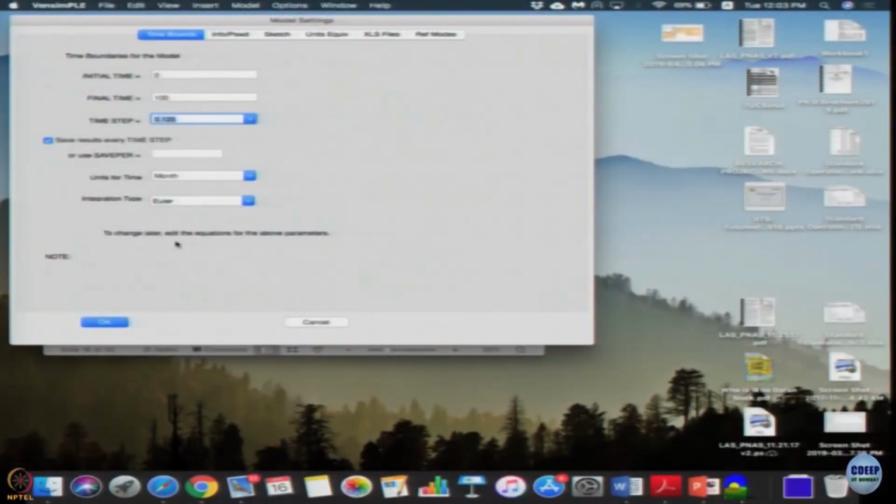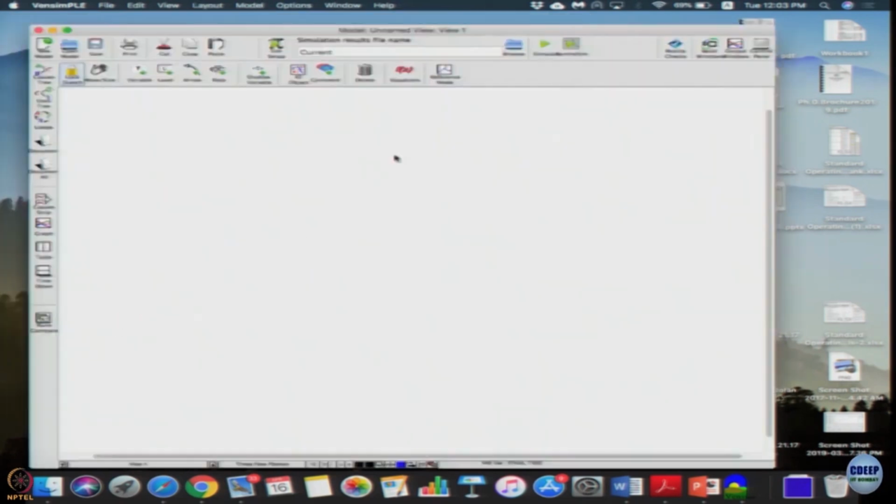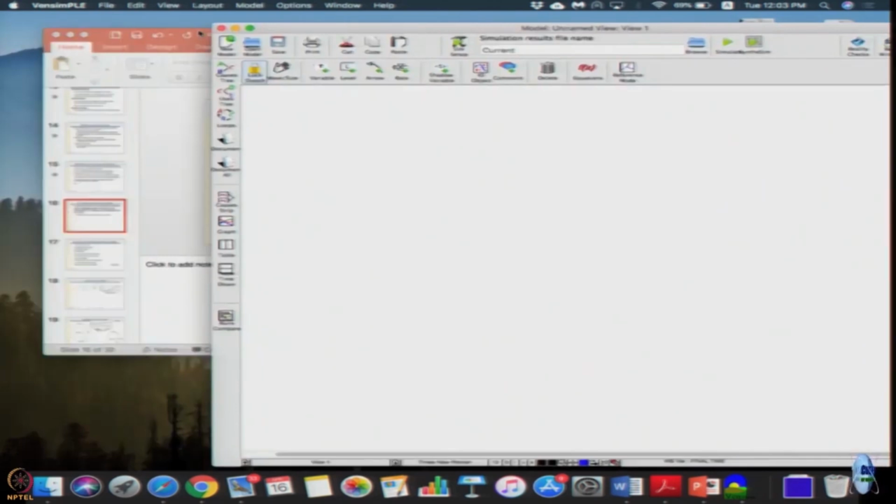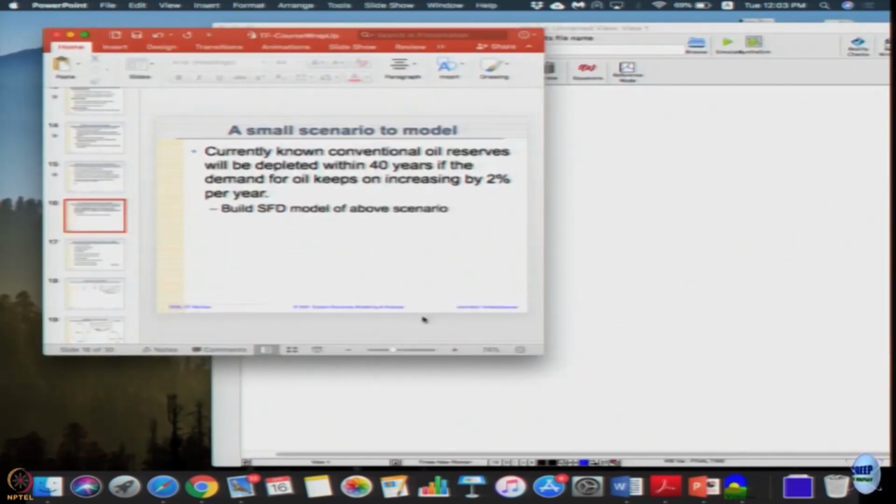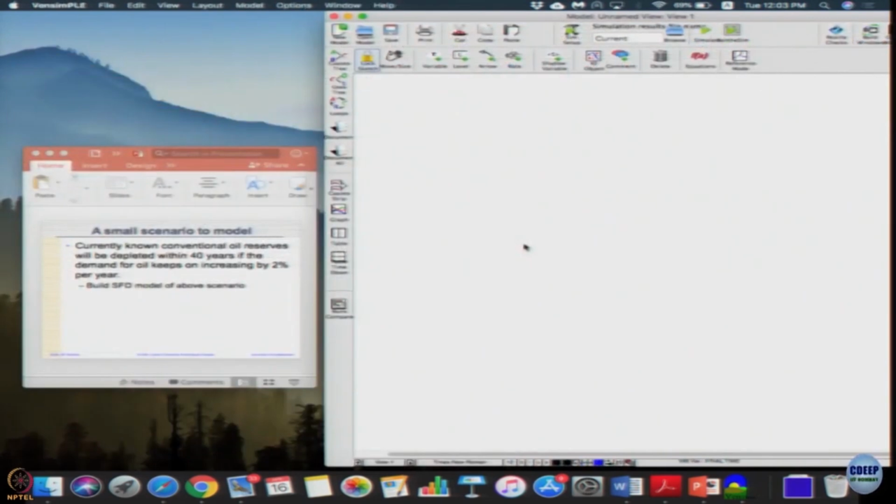So, let us model it and see. Let me just give a small time step just in case. Year, the only thing I know is the description said years, so let us just take it years. Let me have the description right here. Oil reserves will be depleted within 40 years if demand for oil keeps on increasing by 2%.